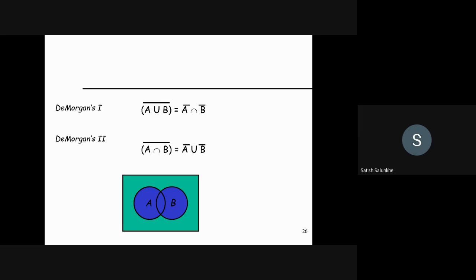So De Morgan's law 1 holds like this. Whenever it is like this, the complement of A, whatever the operator is here, if it is union, it will become intersection. If it is intersection, it will become union, and then the complement of B. So you are just separating it in two.